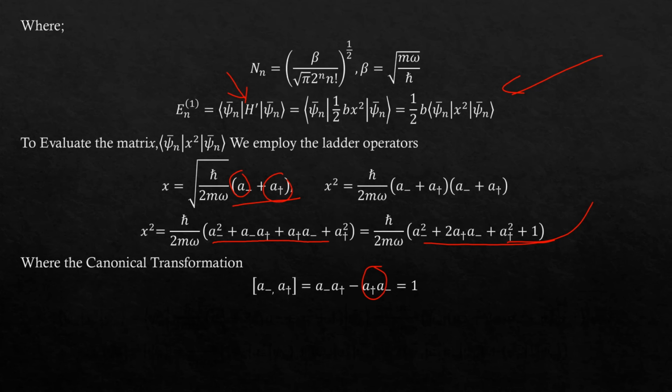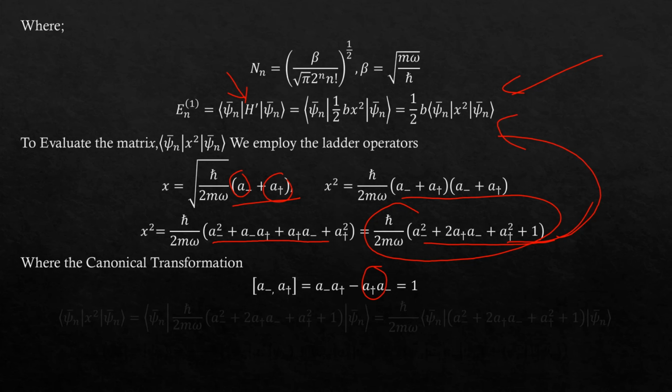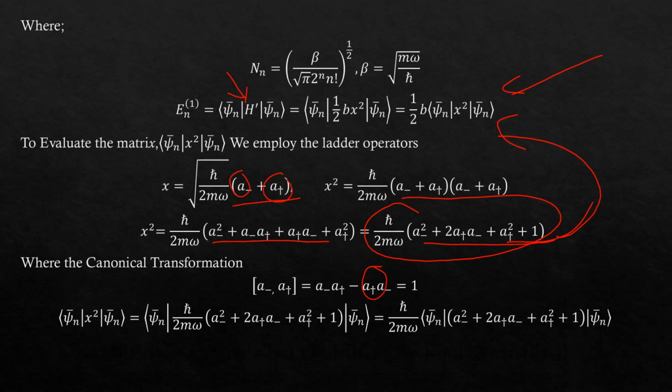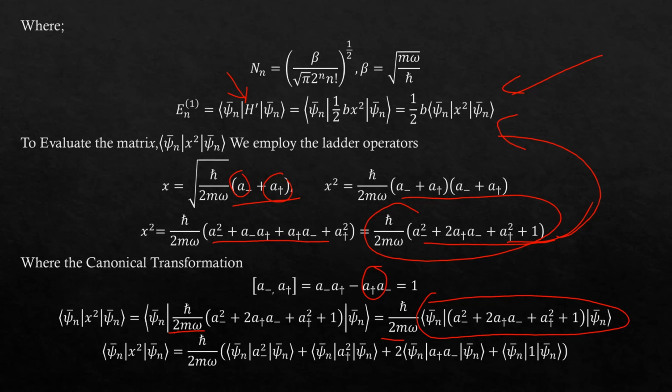So the next thing we need to do is to substitute this entire expression for x squared into this matrix element. Now if you notice, we can pull out this constant from here. Next we evaluate this matrix element again. Of course, that can be given as this, because we can simply expand the brackets so that this ket and this bra act on each of these operators here, and also here. So we are going to have this expression.